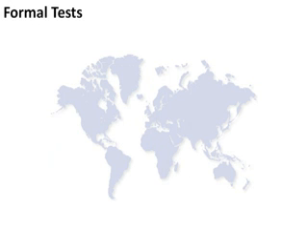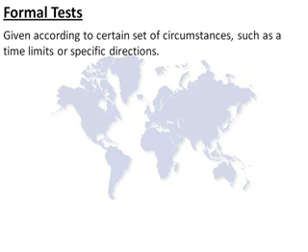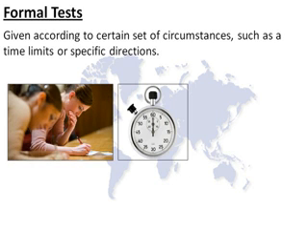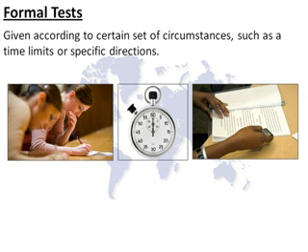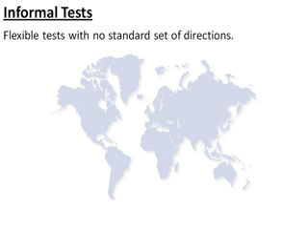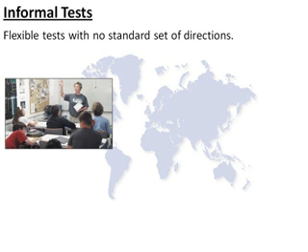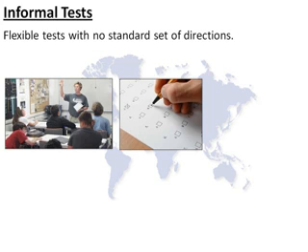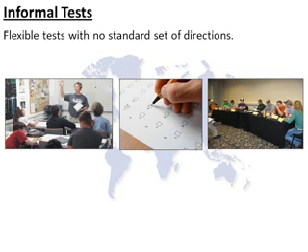There are then formal tests, which may be considered as standardized as well. These are to be given according to a certain set of circumstances, such as time limits or directions that must be followed exactly. Again, the SAT test would be considered as a formal type of test. Then, on the other hand, there are informal tests, which do not have a standard set of directions. These are very flexible and are usually created directly by the instructor based on course content or topics. These types of tests could be a chapter quiz or topic review game.